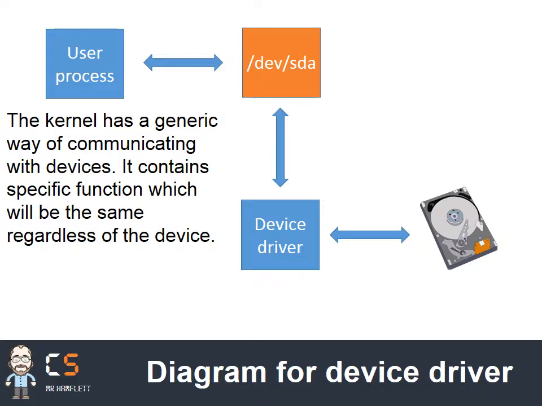So the kernel has generic ways of communicating with devices, okay? So it just has like a save function. The device driver will then translate that generic request to save into something that the hard drive is going to understand. And because we have lots of different devices, each device will have its own device driver. This is one of the reasons that when you first buy a device, let's say a graphics card, and you plug it into your computer, you have to then install device drivers in order to get the best out of it.